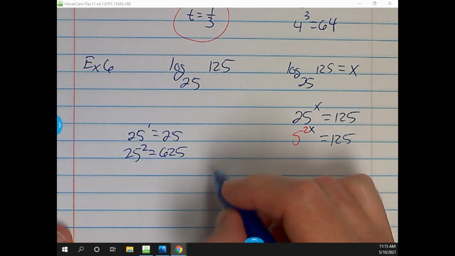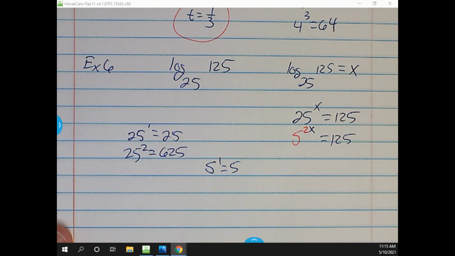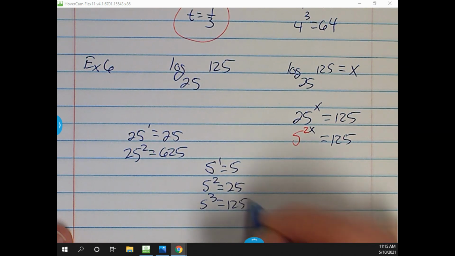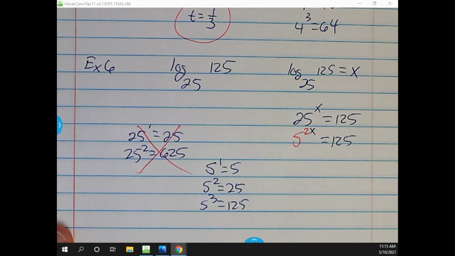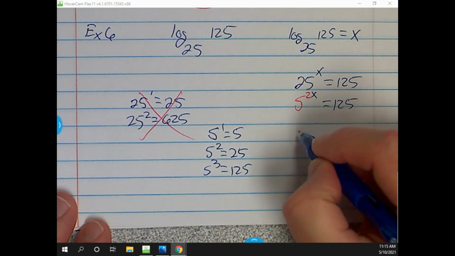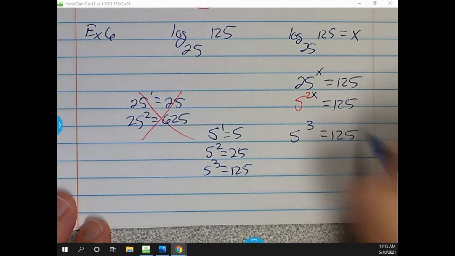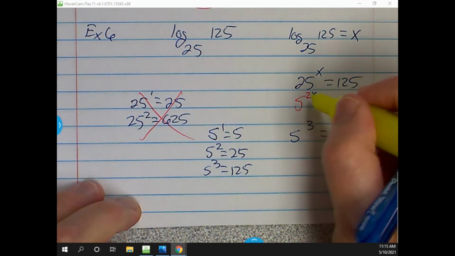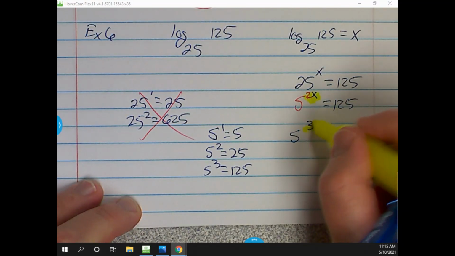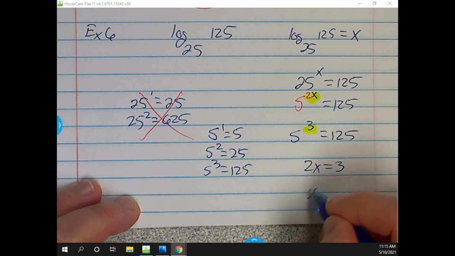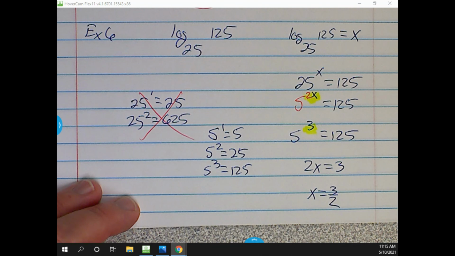All right, if we do powers of 5, then eventually we'll get to that one, because 5 to the first would be 5, 5 squared would be 25, 5 to the third would be 125, so that would work, because doing it with 25 didn't work. So 5 to the third would equal 125. That means the 2X that's here has to be equal to the 3 that's here. So that means X would have to be equal to 3 over 2.